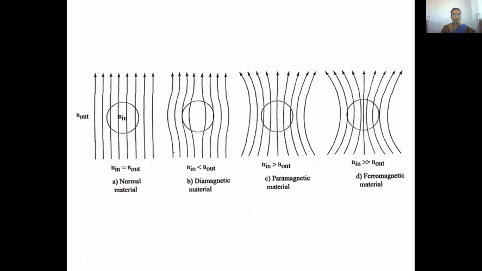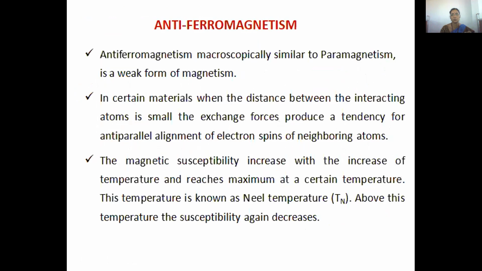And this is the block diagram for flux lines, how they are passing through a material. This is just the normal material. This is the diamagnetic material. The field lines are repelled out of the material, whereas in paramagnetic, some field lines are passing through it, whereas in ferromagnetic, more field lines are passing through the material. That means permeability is more.